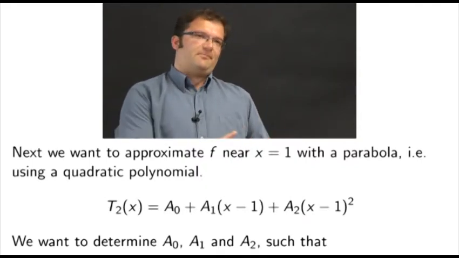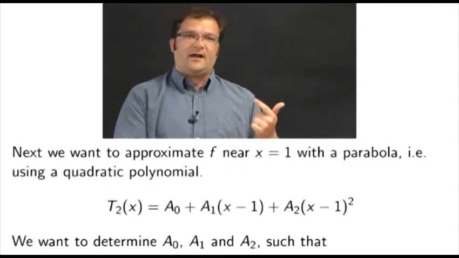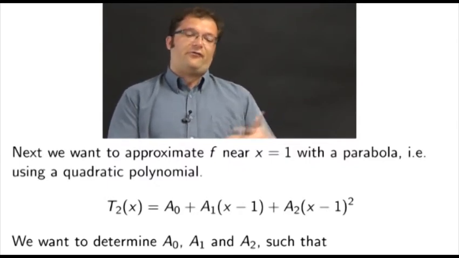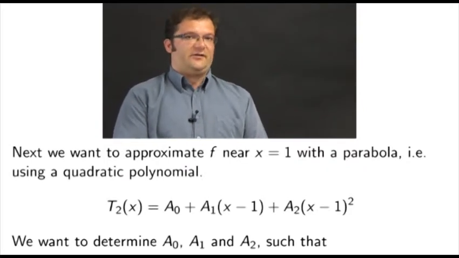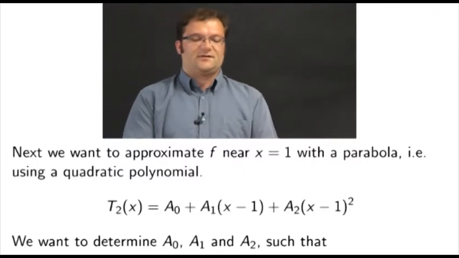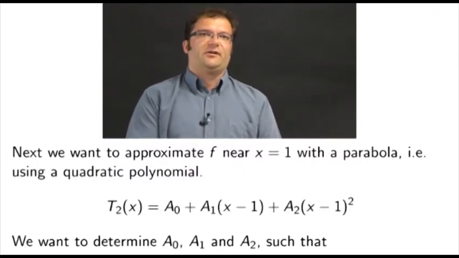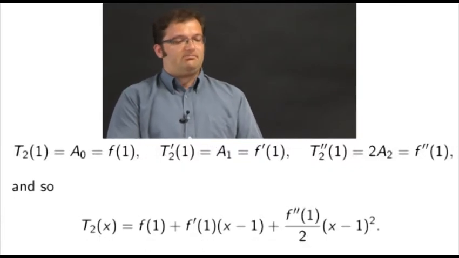And now let's just think back to the tangent. We determined the tangent because it has the same function value and it has the same slope. Now for our quadratic polynomial, we can also require that it has the same second derivative as f at the point x equals 1. This gives us three conditions, and from these three conditions we can determine the three coefficients. Well, we can do this rather easily.